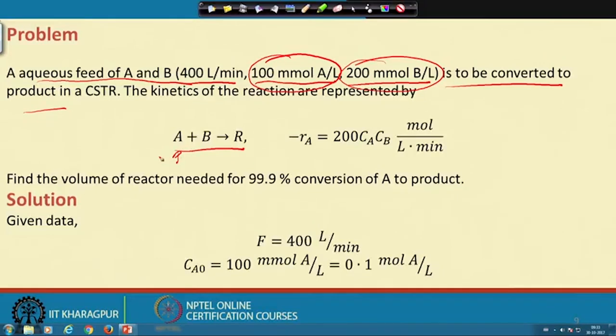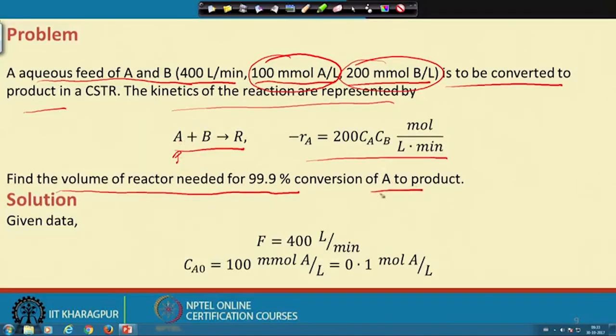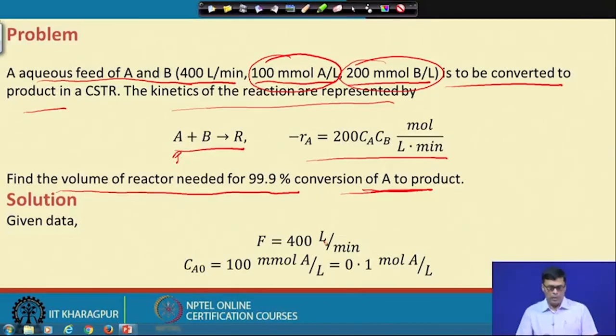The kinetics is represented by this equation. Find the volume needed for 99.9% conversion of A. Since A is the limiting factor, the problem is to convert 99.9% of A: what should be the volume? The previous problem asked for the percentage conversion efficiency. Now in this problem, if we know the percentage conversion efficiency, what will be the volume of the reactor? Let us see how we can solve it.